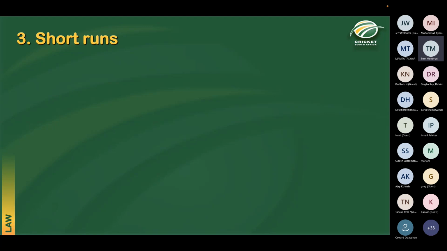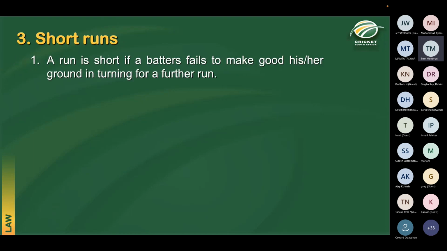We also have short runs, and if you recall from the first lecture, the signal for short run is touching your shoulder with the accompanying hand. Why and when does a short run happen? Let's see what the law says. A run is short if a batter fails to make good his or her ground in turning for a further run. So you cannot have a short run if only one run is scored.